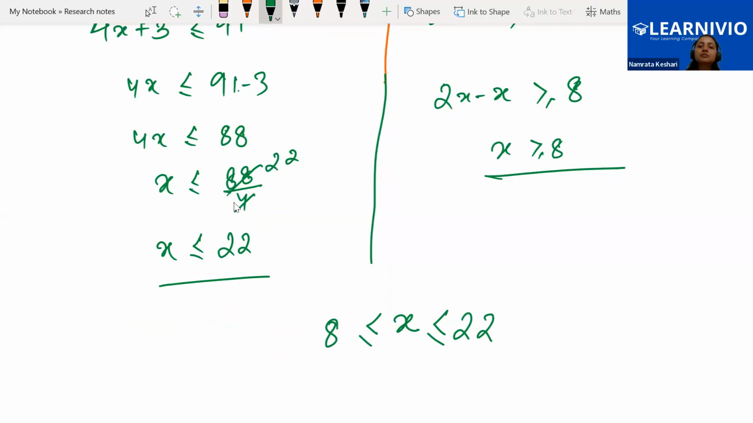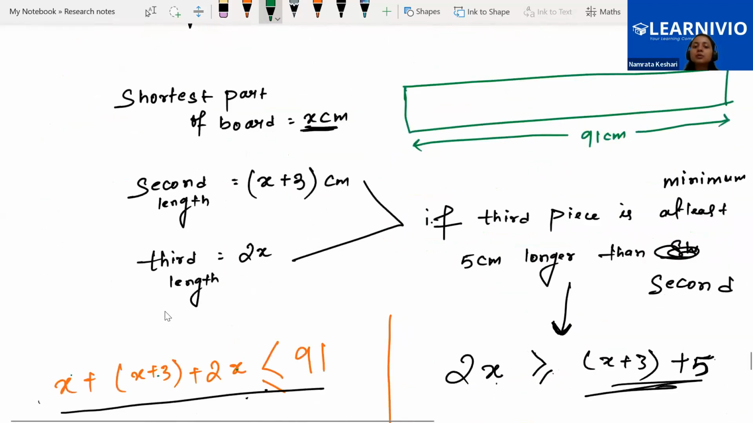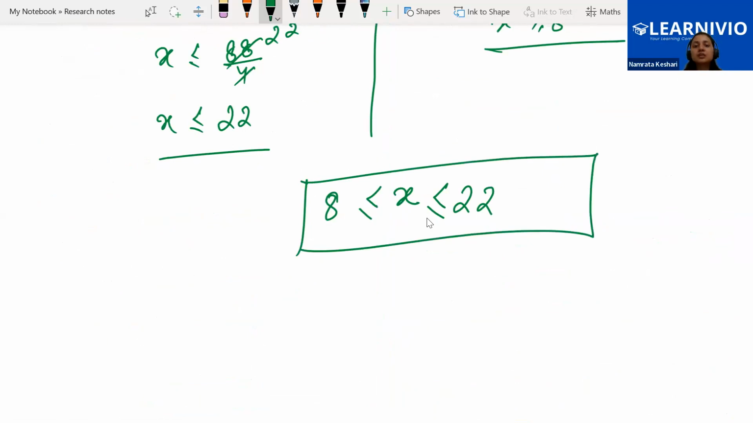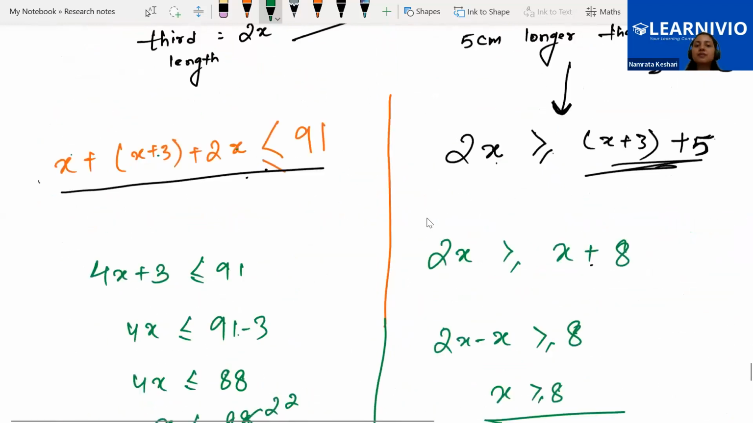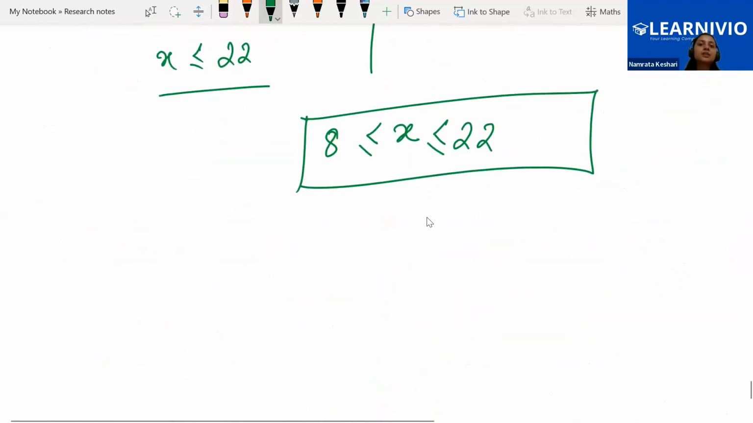What does the question say? The question says, what are the possible lengths of the shortest board? So the possible length of the shortest board has to be greater than or equal to 8 and less than or equal to 22 centimeters. This range will give the possible length of the shortest board, because we have assumed the shortest length of the board as x. So this range of x will be the answer.